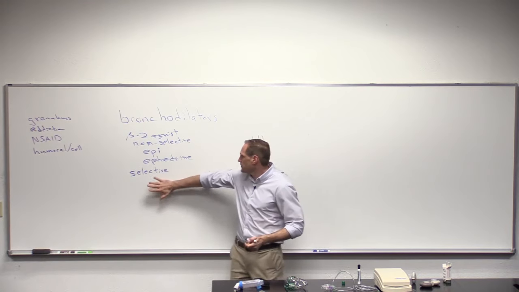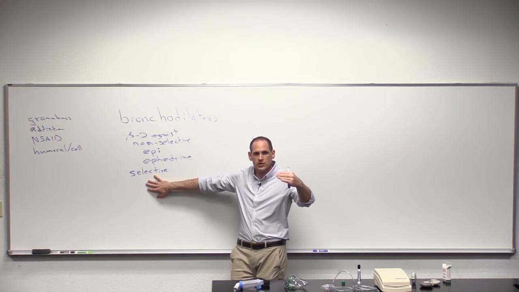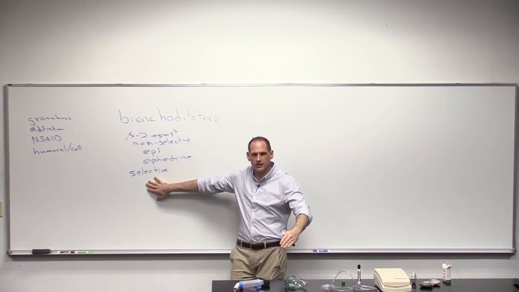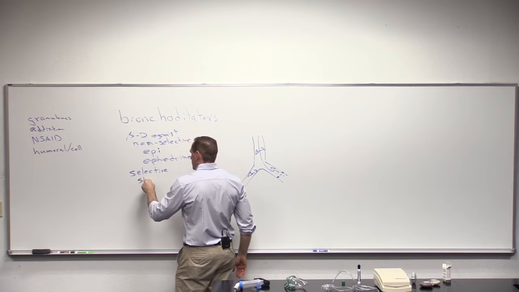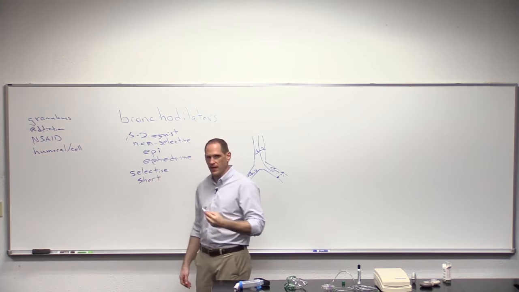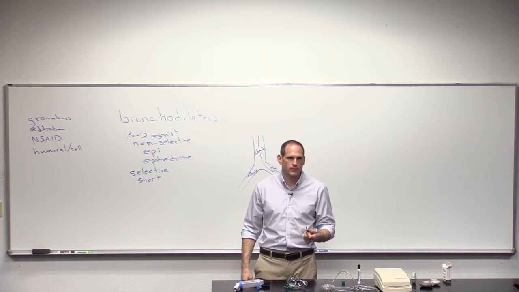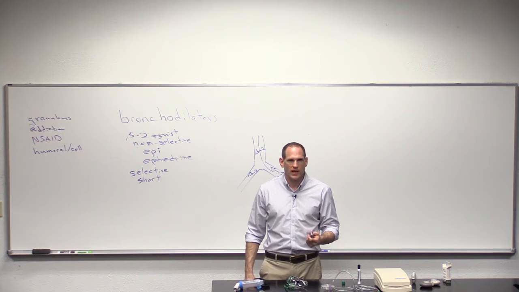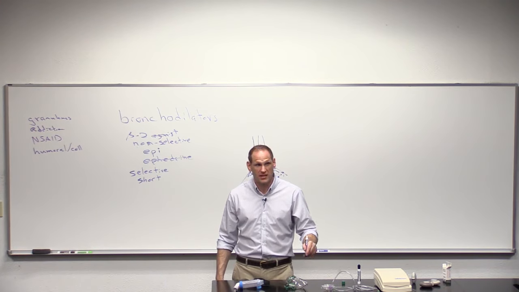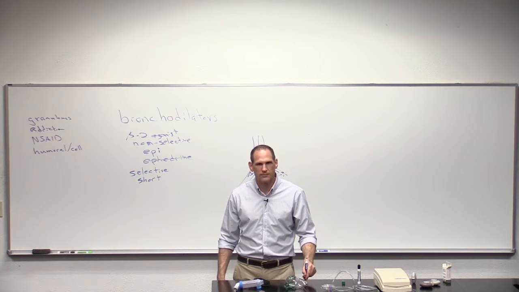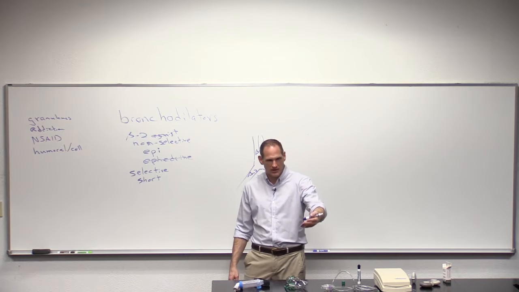All right, so for the selective beta 2 agonists, we're going to break them into immediate and long acting. So the short acting or immediate acting can be used as rescue inhalers. What does that mean? I have symptoms right now. I have shortness of breath. I need to get relief right now. What would you take? Short-acting beta 2 agonist.